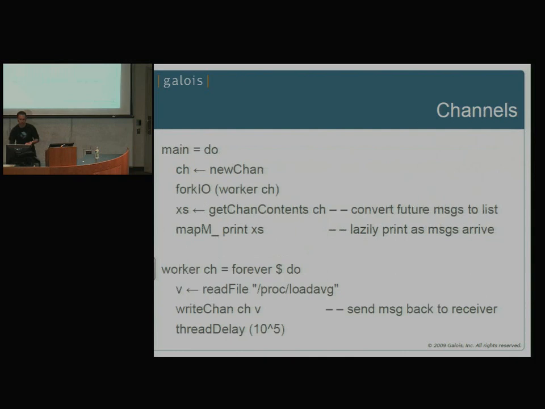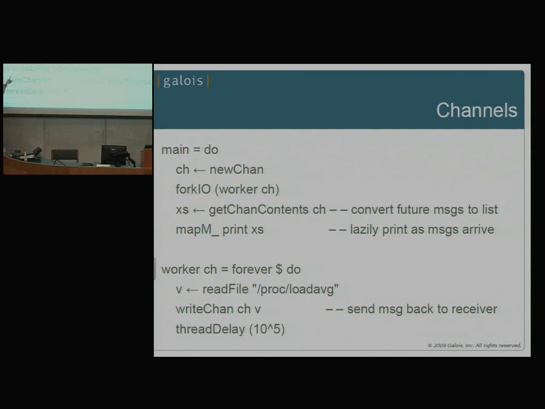So we can write simple programs like this. Main equals do creates a channel, which will be the pipe between two threads. We fork the worker thread, giving it a reference to the channel. The worker thread just sits in a loop, reading the load average, and then writing it into the channel, so sending it back to the main thread. And then it sleeps for a little while.